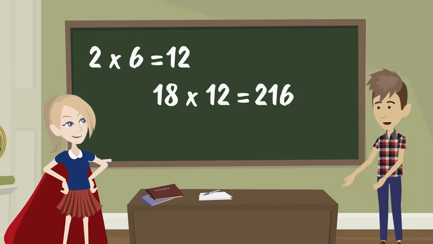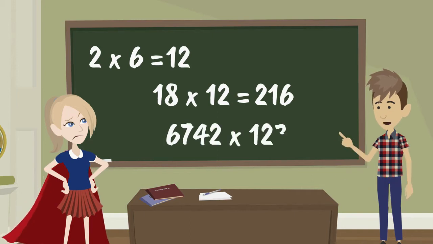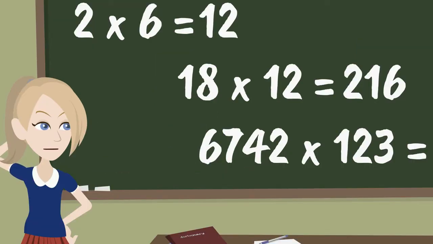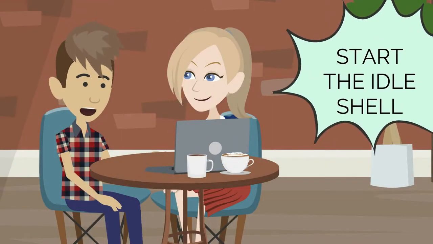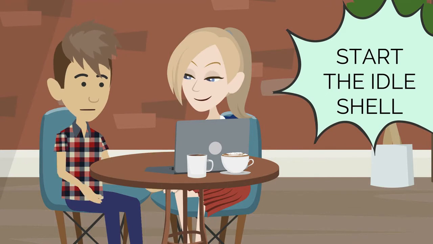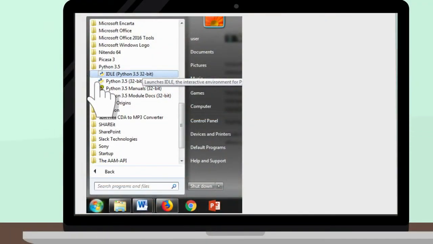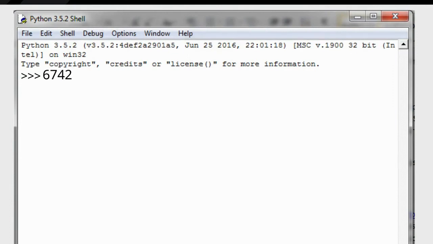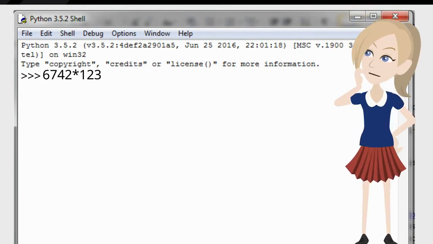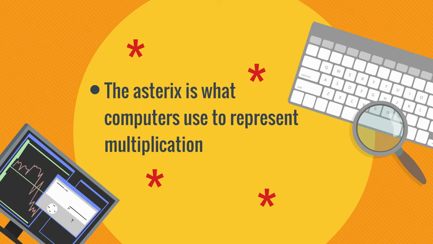Good job. Then what is 6,742 times 123? I don't think I'm that good in math. Can Python help me with that? That's what I was just getting at. Come on and start the idle shell, as I'd shown you before. Okay, I have to go from start to Python to idle. There. Now type 6742 asterisk 123. Wait, what's the asterisk for? The asterisk is what computers use to represent multiplication instead of the X that we humans use.